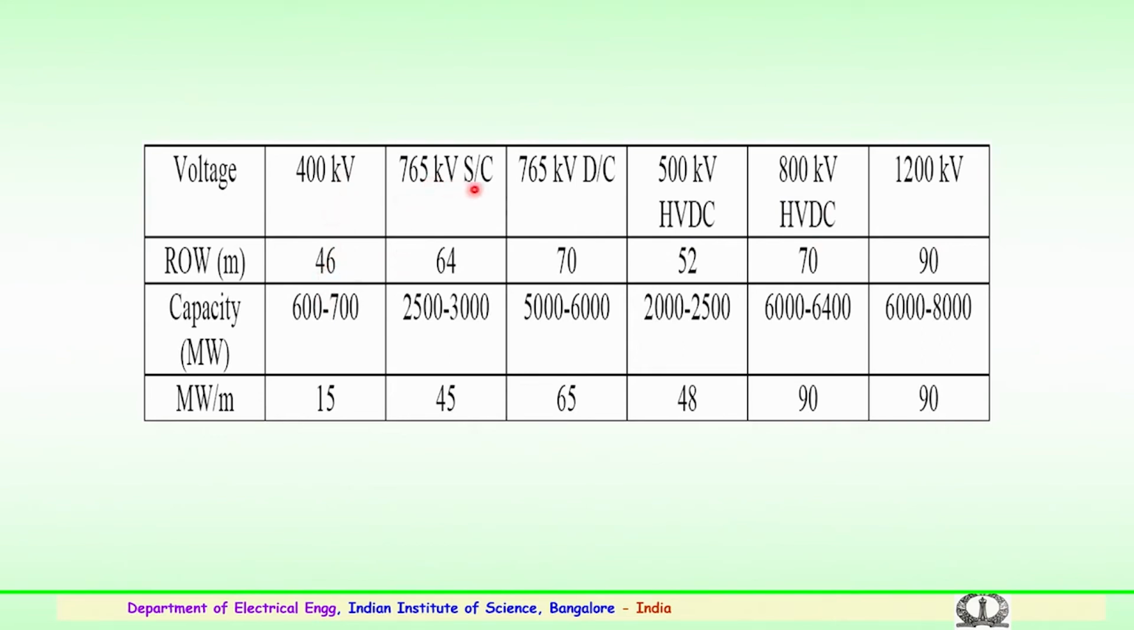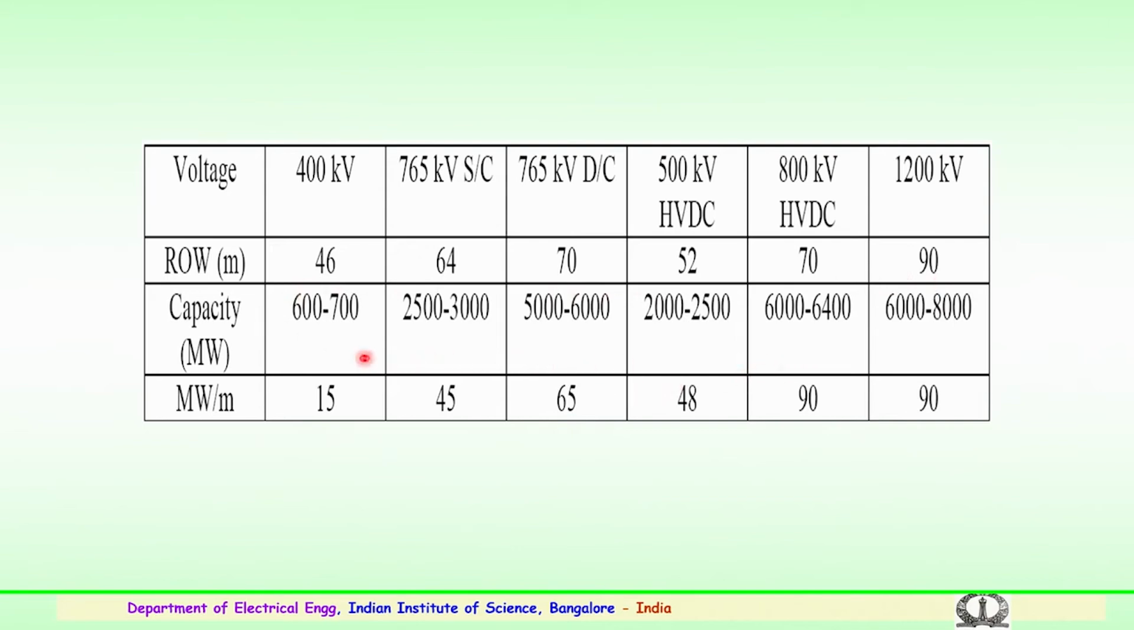For 765 kV single circuit, a minimum requirement of 64 meters. For 765 kV double circuit, the requirement of the right of way is 70 meters, and 500 kV HVDC is 52 meters, 800 kV HVDC it is 70 meters. So, not much of a difference in right of way between the 765 kV double circuit and 800 kV HVDC, and in case of 1200 kV HVAC it is 90 meters as the minimum right of way.